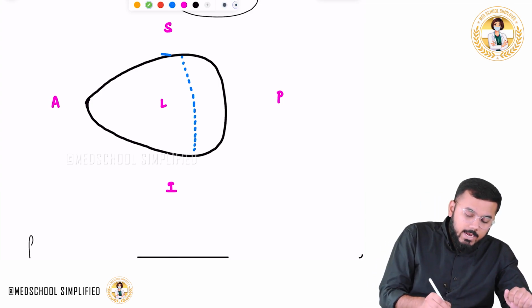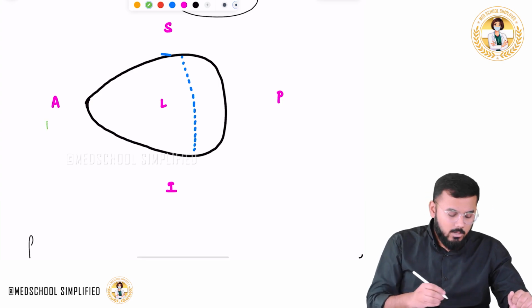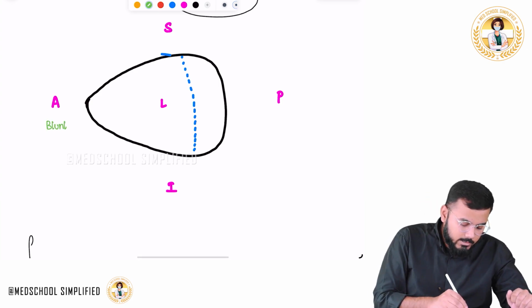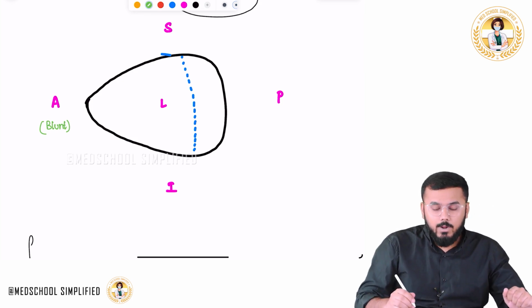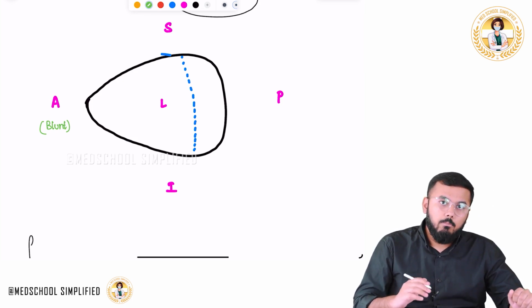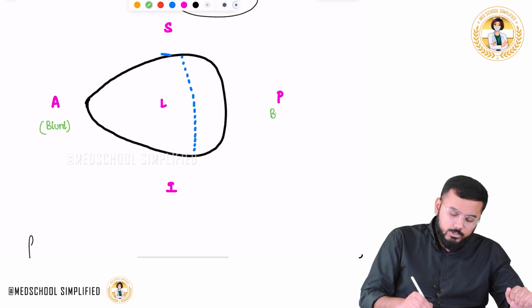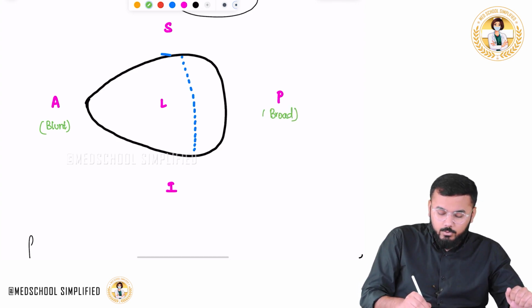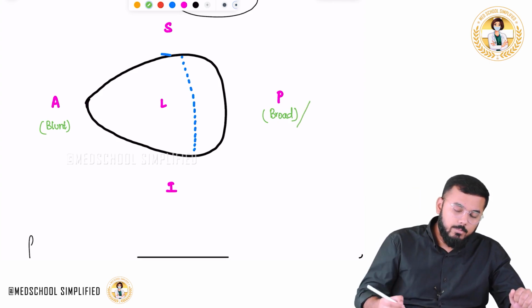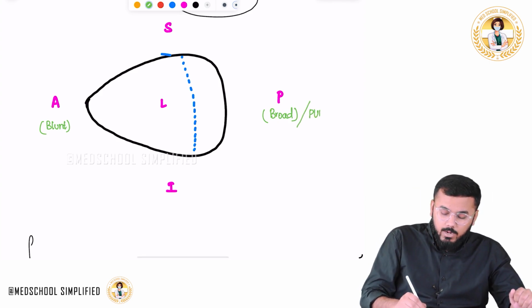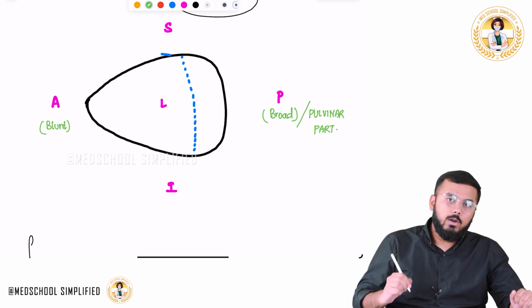Now tell me, is the anterior part sharp or blunt? Obviously the anterior part is blunt, right? Now coming to the posterior part, how is the posterior part? Blunt or broad? The posterior part is broad. You know what is the other name for this posterior part? It is also called the pulvinar part.